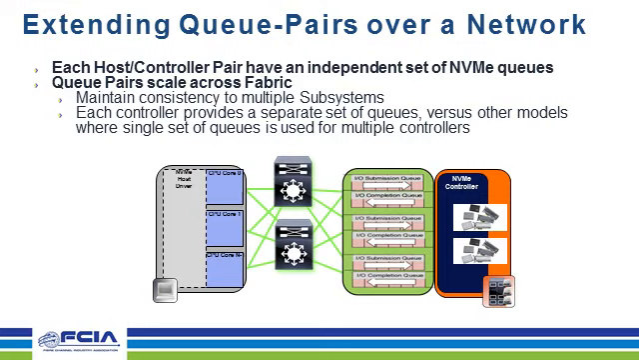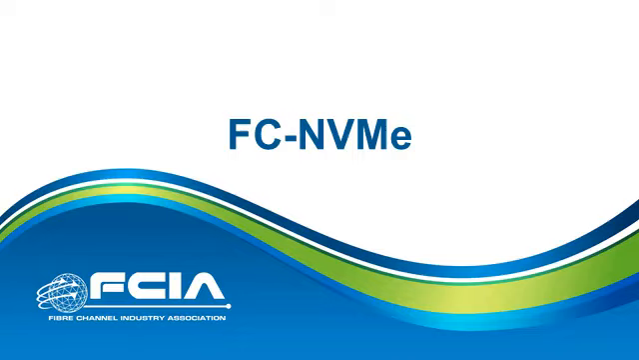And each of the host and controller pairs have an independent set of NVMe queues. Because of that independence, they can scale consistently across the network, as well as scale to multiple subsystems. And one of the cool things about this is that each controller provides a separate set of queues rather than having a single set that needs to service multiple controllers. And obviously you can see how the conversation that Craig was talking about with the name server and with the multi-pathing fits nicely with this kind of metaphor. So to that end, that brings us to how FC NVMe works. And it's up to Craig to take it away.